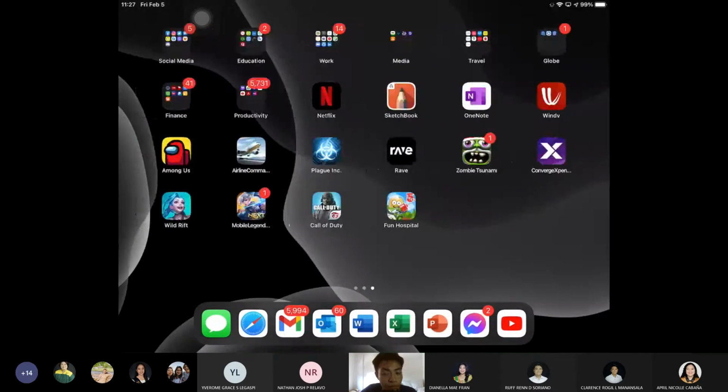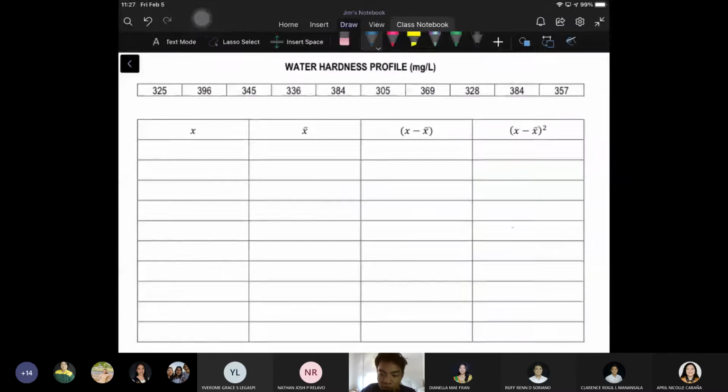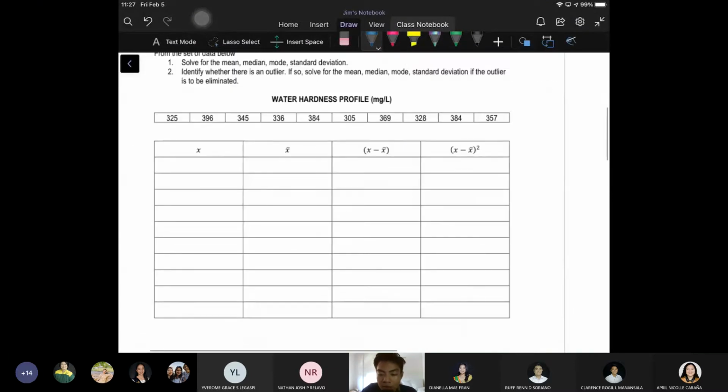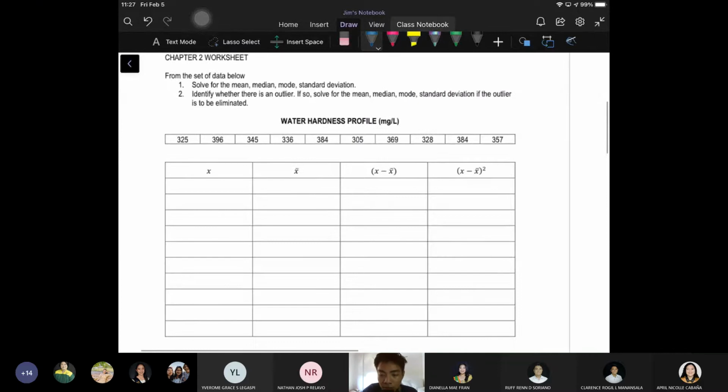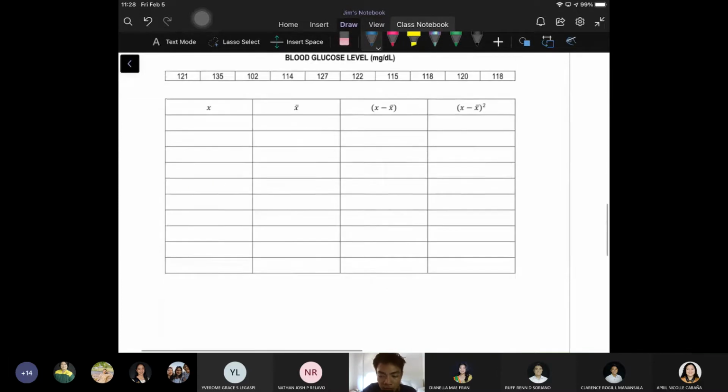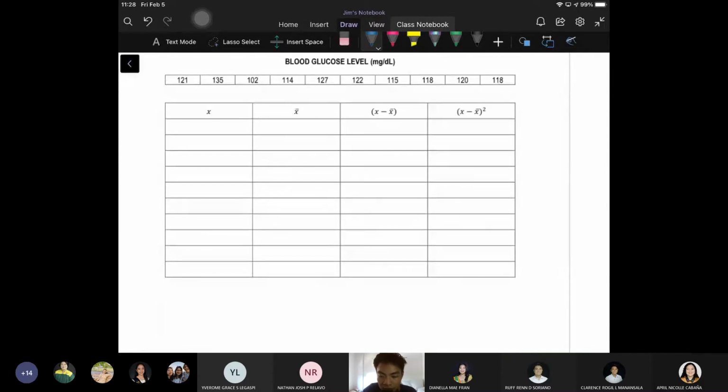So let's go to our worksheet. So please bring out your calculator with you. I hope you have your worksheet opened na. So let's solve for this one item here. Yung isa, kayo na bahala dyan. Okay? Iwan ko na yan sa inyo.